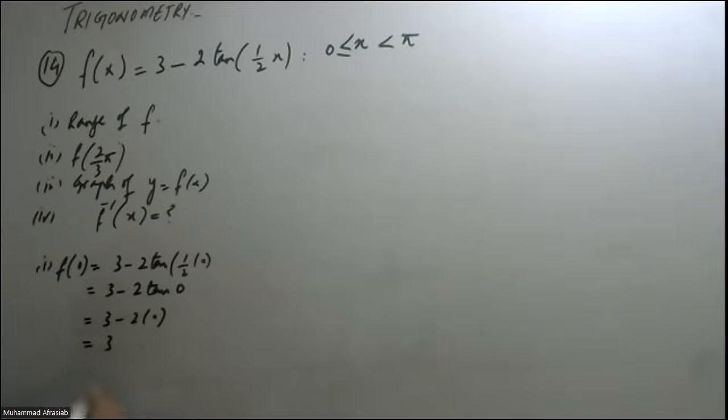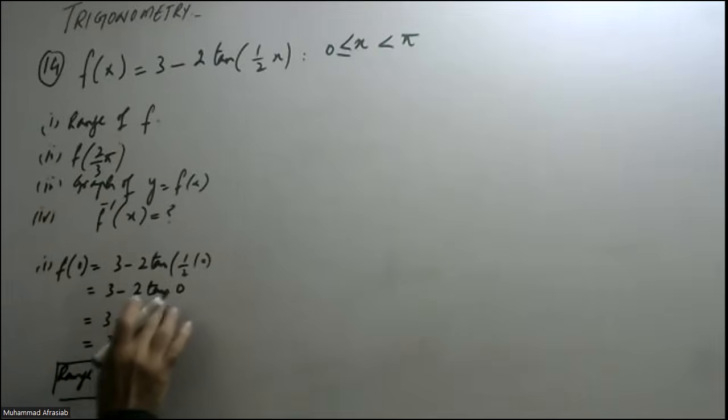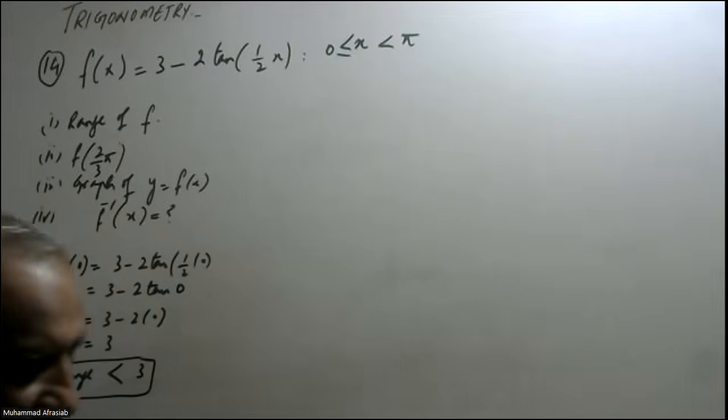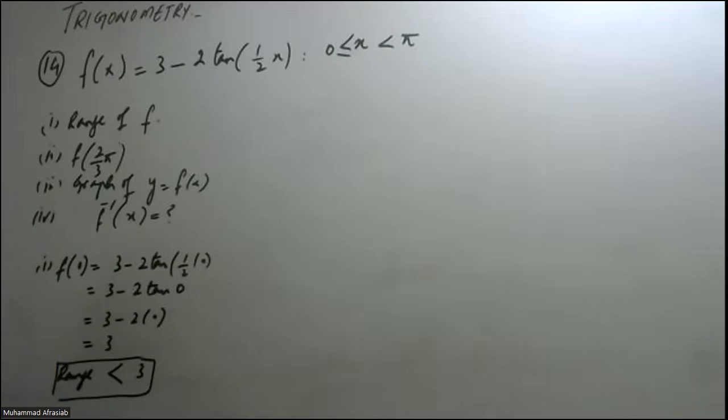So it means the range of this function would not be equal to 3 only, it would be less than 3, because after this value, as x is increased, the tangent value is also increasing. So that value will be subtracted from this value of 3. So the range is less than or equal to 3 for this trigonometric function.